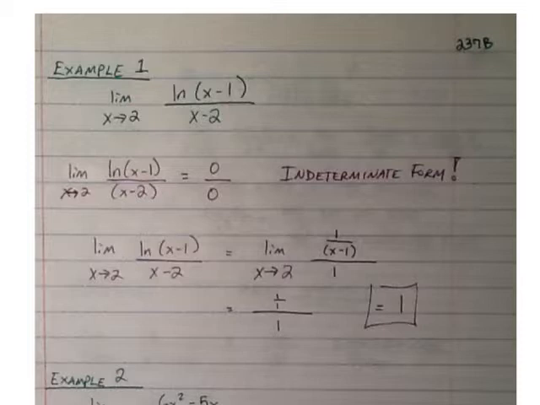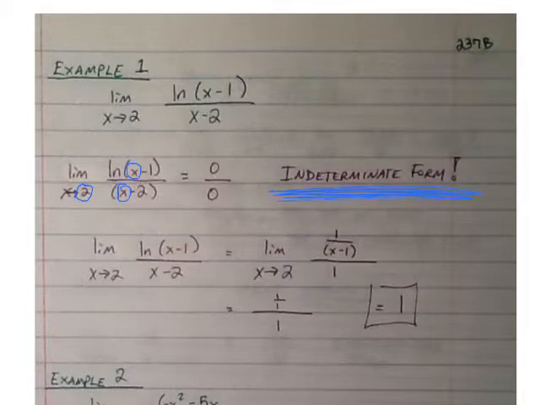So let's see this in action. In the first example, we're taking the limit as x approaches 2 of the natural log of x minus 1 all over x minus 2. And if I do direct substitution and substitute 2 in, I would have ln of 2 minus 1 over 2 minus 2, and that gives me a 0 divided by 0 indeterminate form.